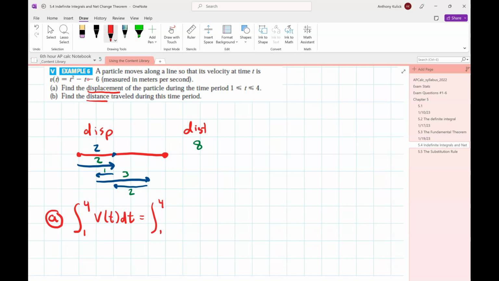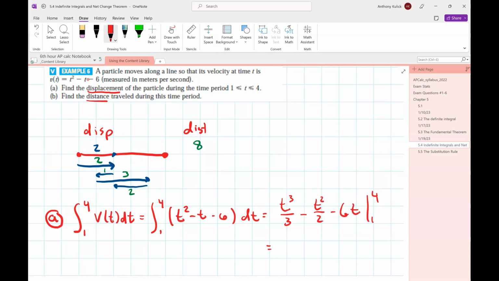And that velocity function was just t squared minus t minus 6 dt. So the antiderivative of t squared is t cubed over 3. The antiderivative of t is t squared over 2. And the antiderivative of 6 is 6t.